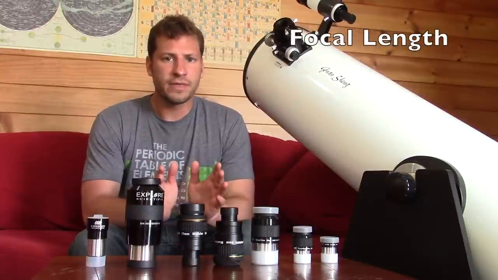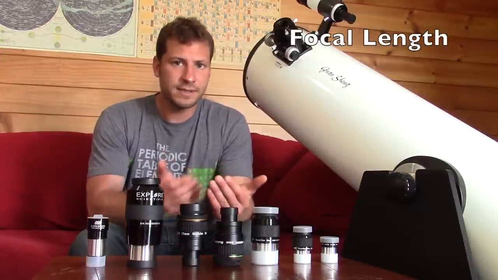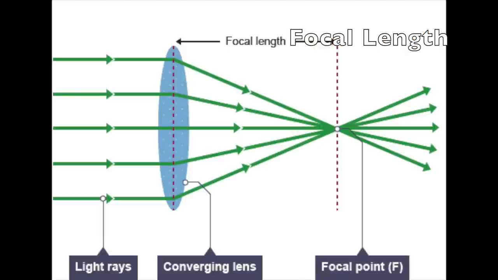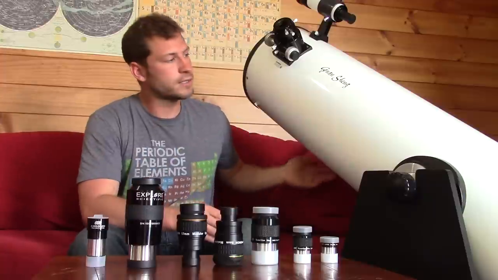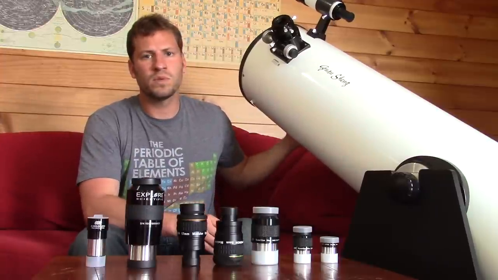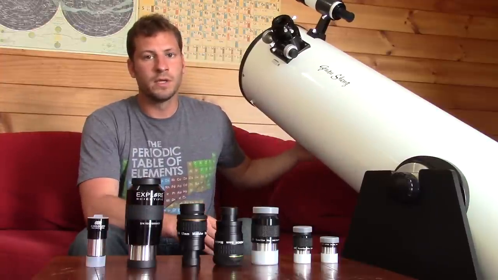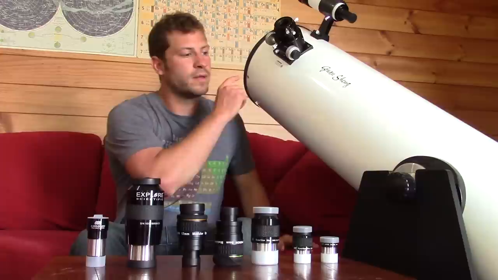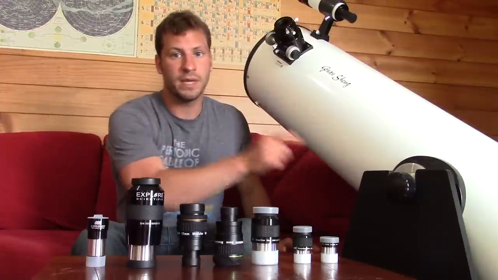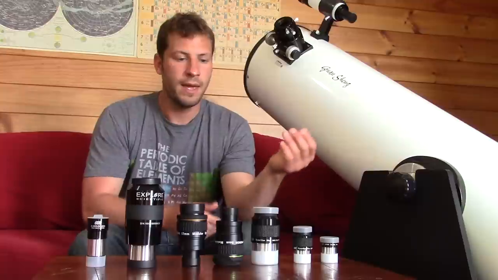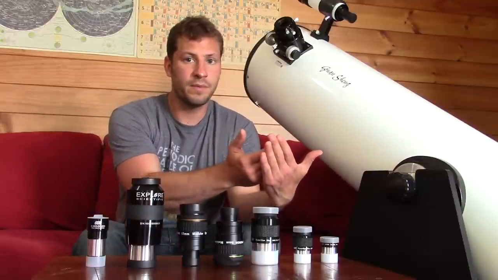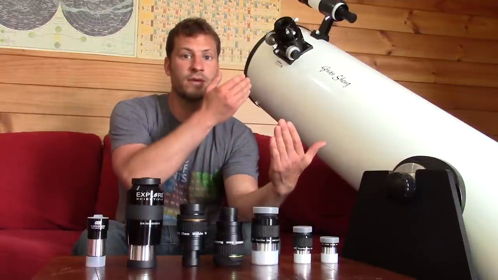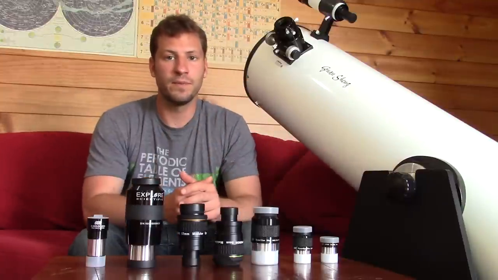Now what focal length is, is the distance from either the mirror or the lens to the point at which the light comes together in a single point where it all converges together. So for this telescope, its focal length is 1250 millimeters. What that means is when the light comes down through the telescope, it hits the primary mirror, and then from that primary mirror up to where the light converges is 1250 millimeters.